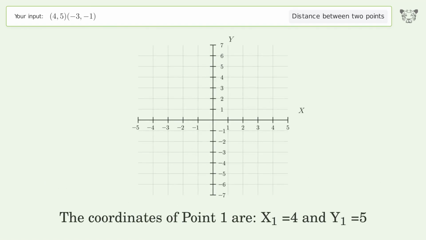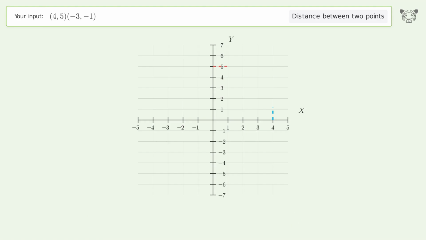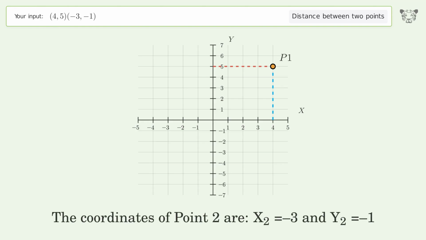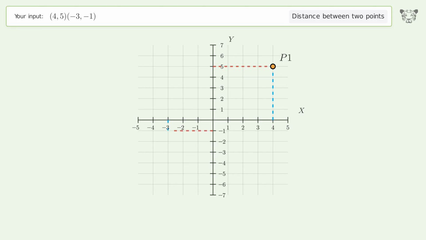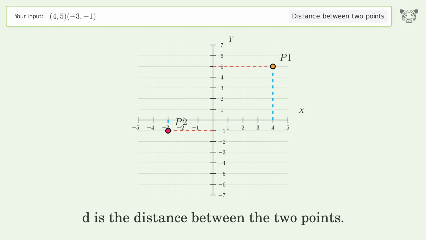The coordinates of point 1 are x1 equals 4 and y1 equals 5. The coordinates of point 2 are x2 equals -3 and y2 equals -1. D is the distance between the 2 points.